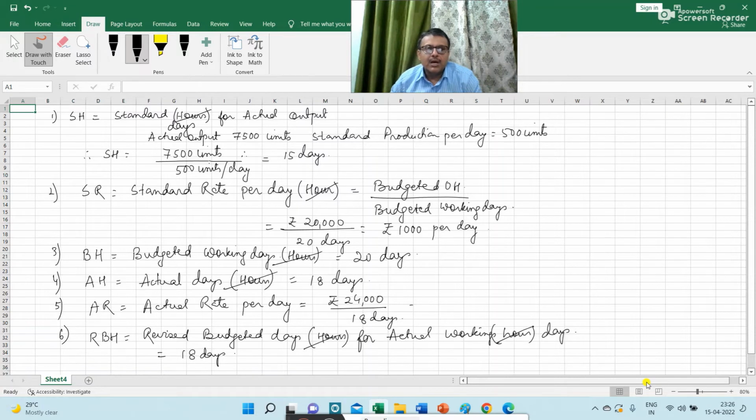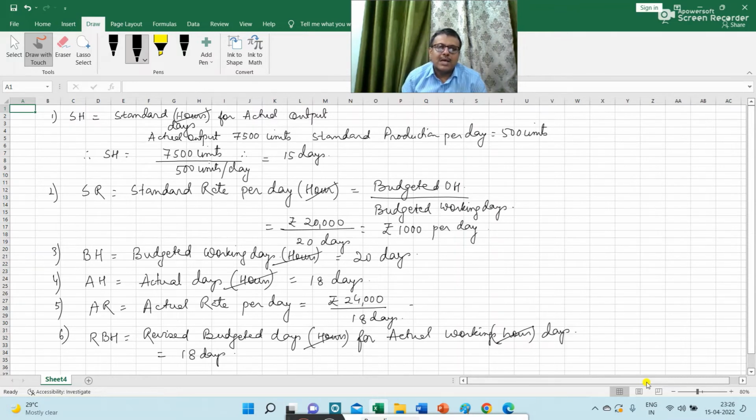Generally the H denotes the hours, but instead of writing hours I have to write it as day, because the rate per unit is given in the question, but rate per unit is not the same as rate per hour, but you can definitely convert the rate per hour into rate per day, considering any number of working hours in a day.